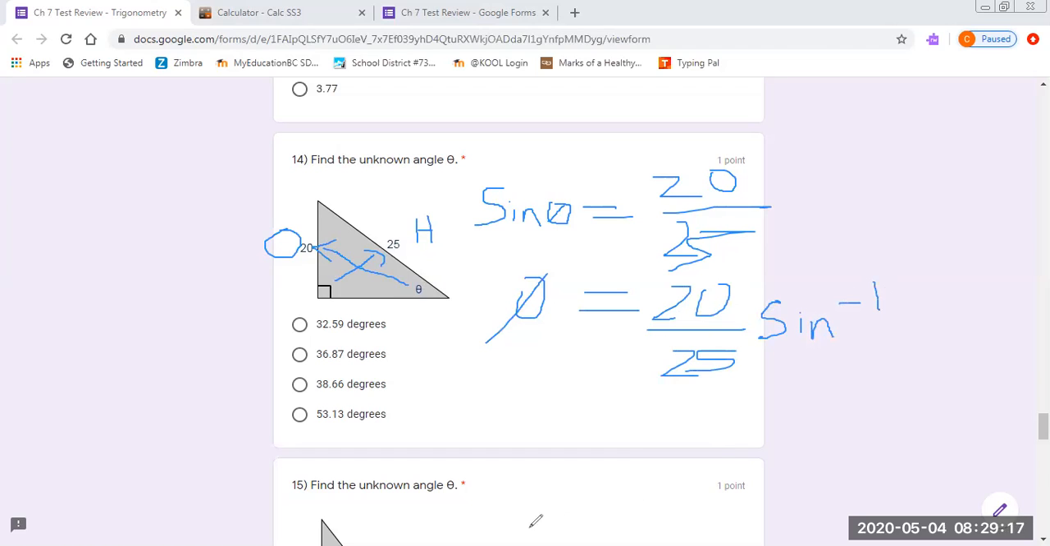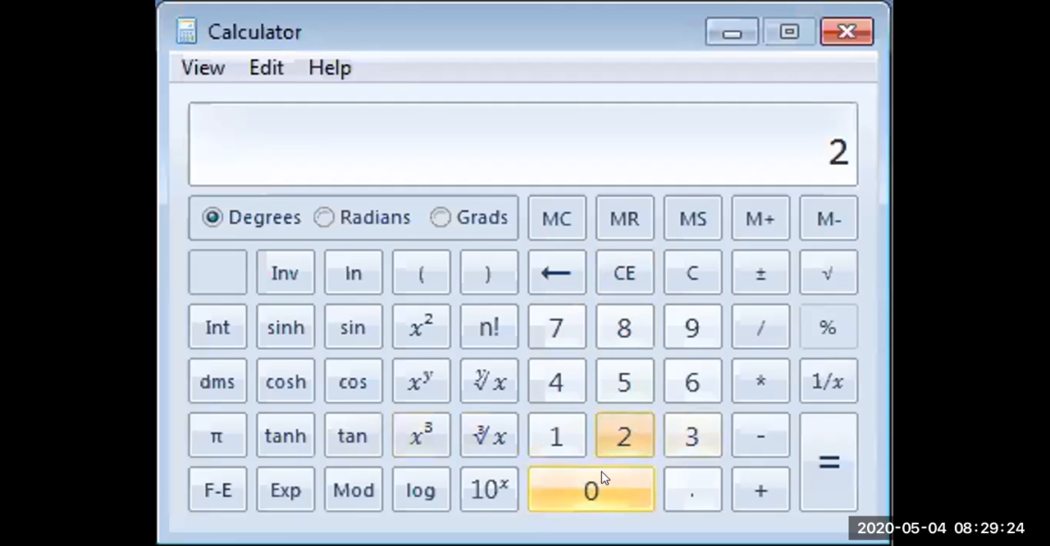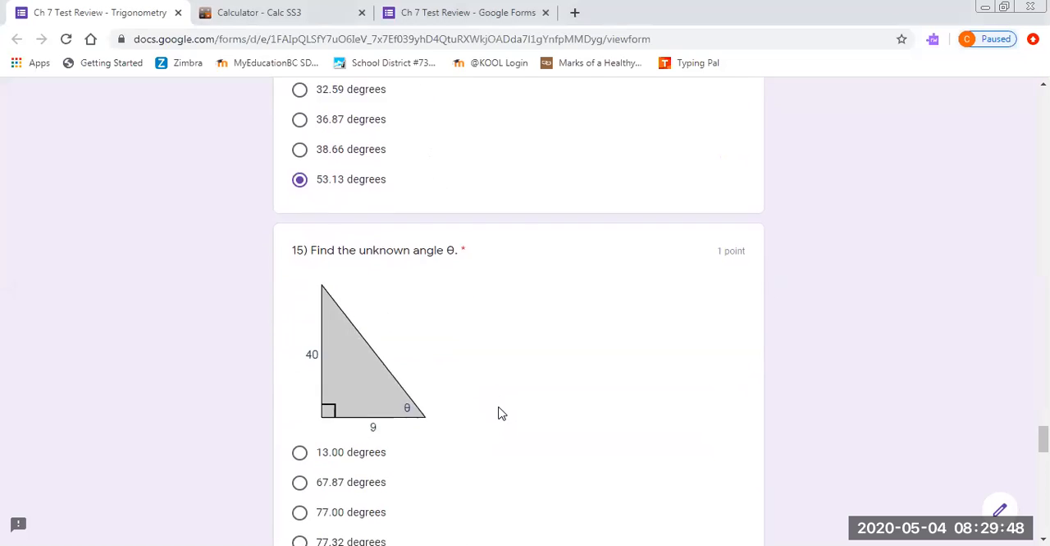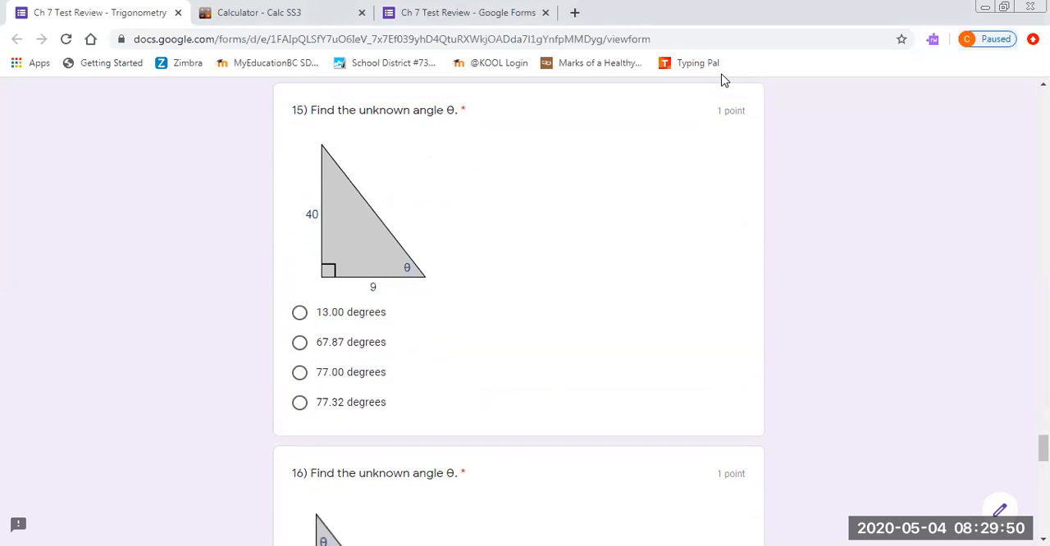So the way we do this when we plug this into our calculator is we are going to go 20 divided by, so 20, which is opposite, divided by the hypotenuse, and take that number and then hit the inverse or the second function button and hit the sine function. And so this tells us that the angle is 53.13 degrees. And so that's why we would be choosing this value, 53.13 degrees, as the answer. So same thing here.